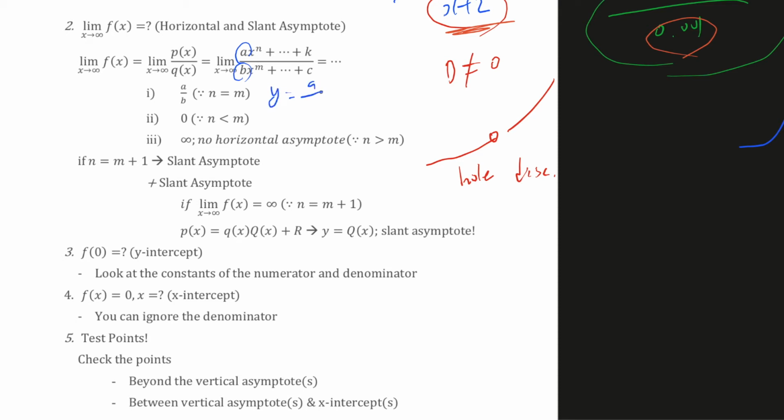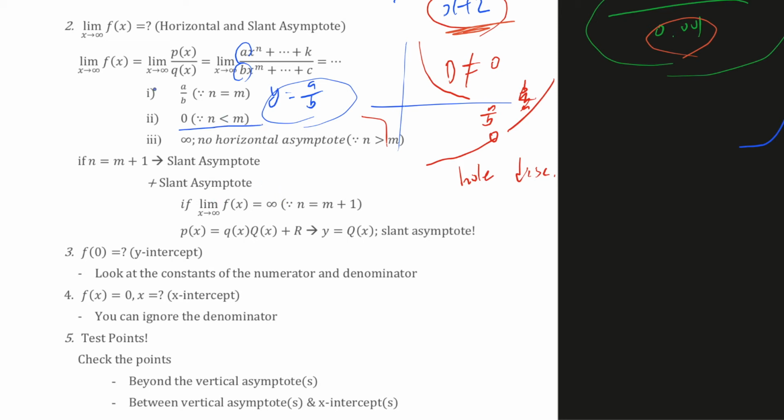Y equals a over b, and that's going to be a straight line where the graph is going to approach infinitely but never going to touch a over b. A over b, yes. The reason why it becomes like this, I'll explain it to you later on. The second case is when the denominator is actually in a higher order than the numerator. You just have to make it 0. You can just assume that it's 0.